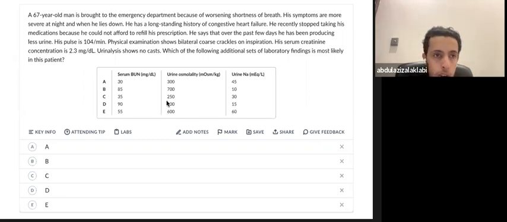So let's go back to the question and see what this patient had. So he's a 67-year-old man brought to the emergency department because of worsening shortness of breath. When you see shortness of breath, and he says he has a history of heart failure, now you think of causes of pre-renal failure, okay? Pre-renal, correct. And he stopped taking his medications. So now you think, okay, he's worsening his heart failure. He could have renal failure.